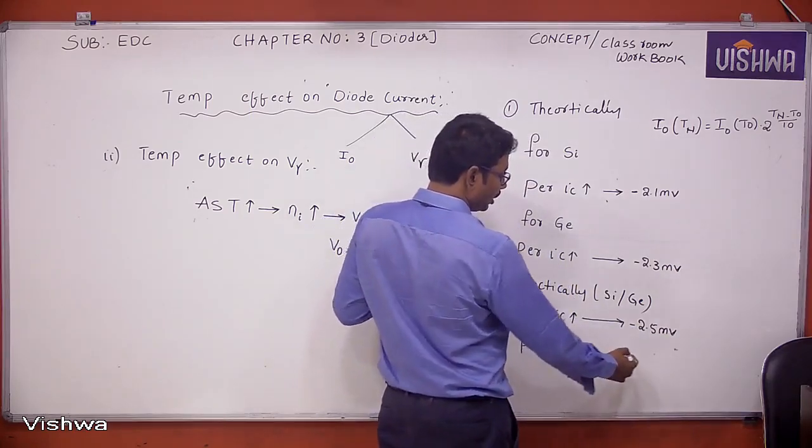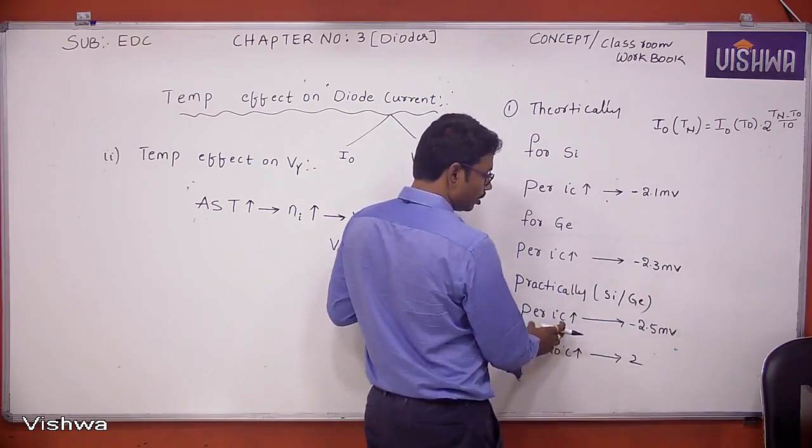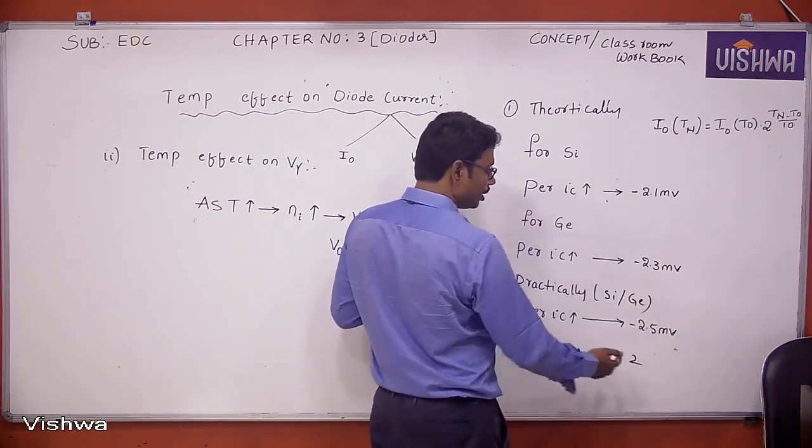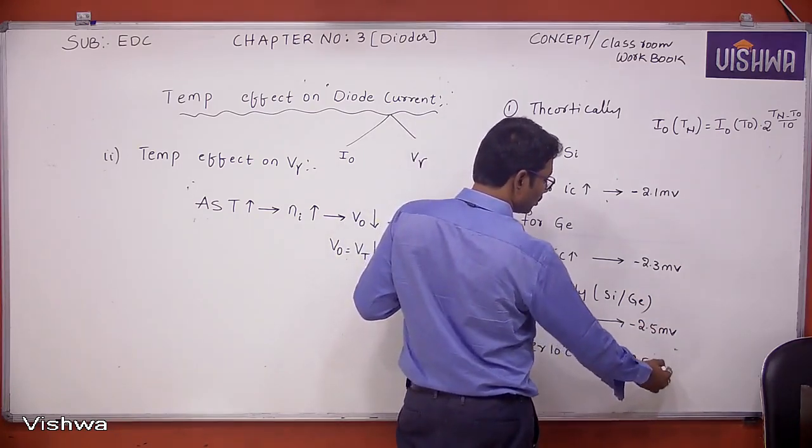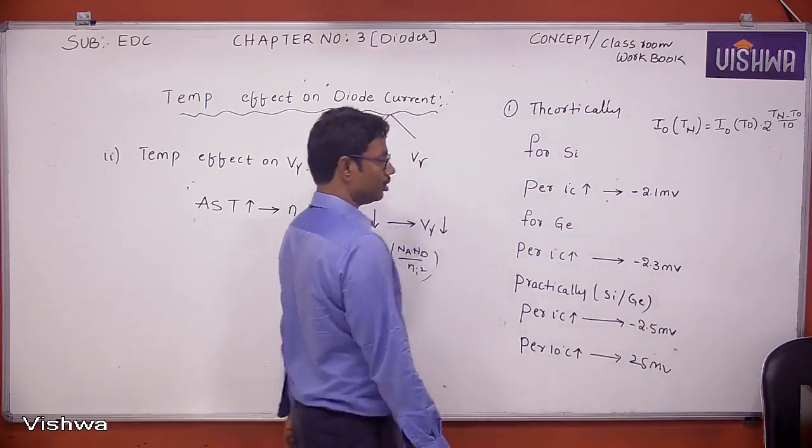Similarly, per 10 degree rise of temperature, see, per 1 degree 2.5 millivolts, and for 10 degree how much? Just simply it is 25 millivolts. Cut-in voltage is decreased. Okay.